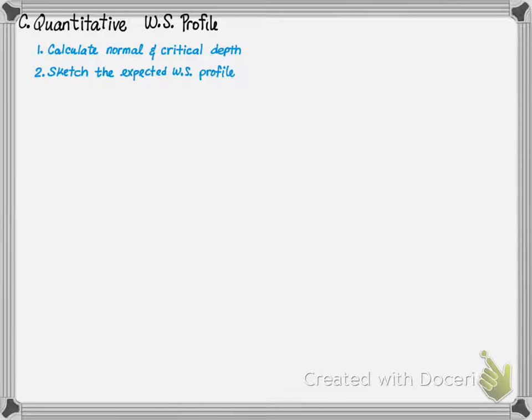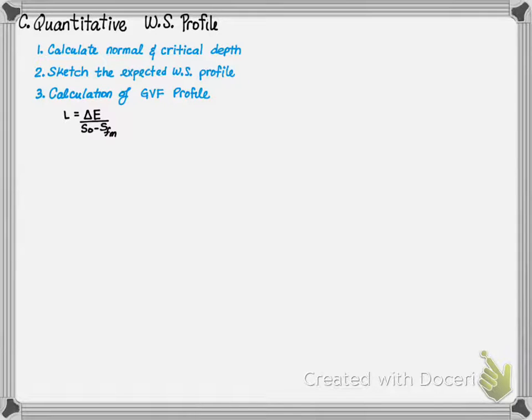Next, we're going to use a qualitative approach and sketch the expected water surface profiles based on the rules mentioned in the previous slide. Once we are there, we're ready to start calculation of our gradually varied flow profile.